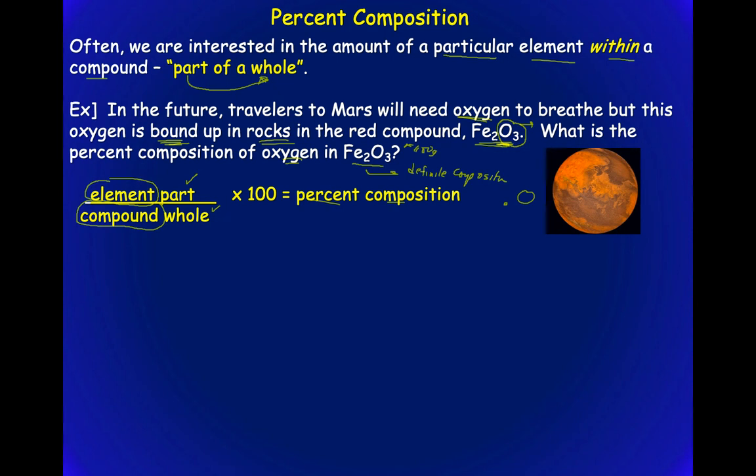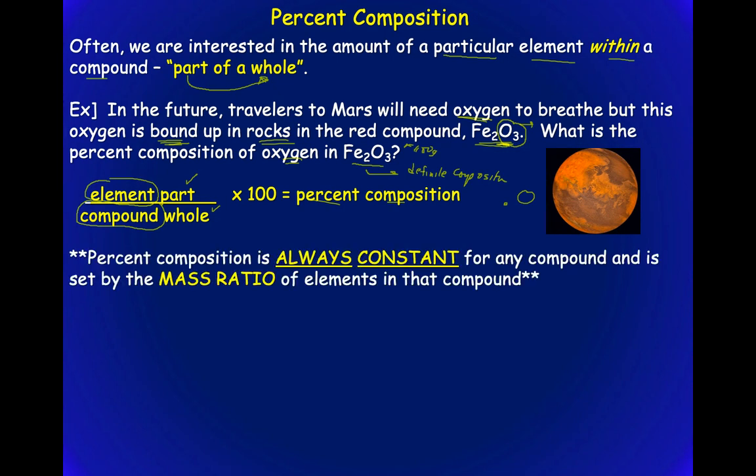And the percentage would be the same. Okay, so percent composition is always constant for any compound and is set by the mass ratio of elements in the compound. So it doesn't really matter how much you have, you always have the same percentages. So it really doesn't matter how much we use, we can figure it out. And that's why the mole is going to be helpful.